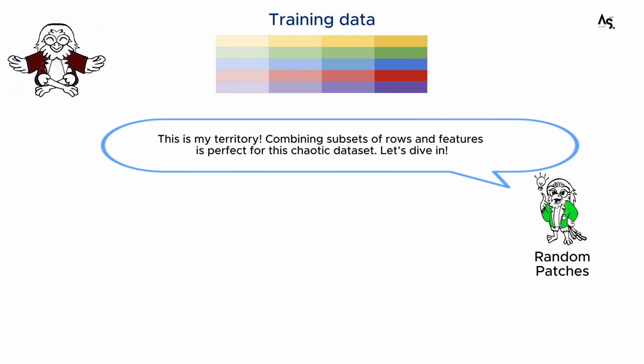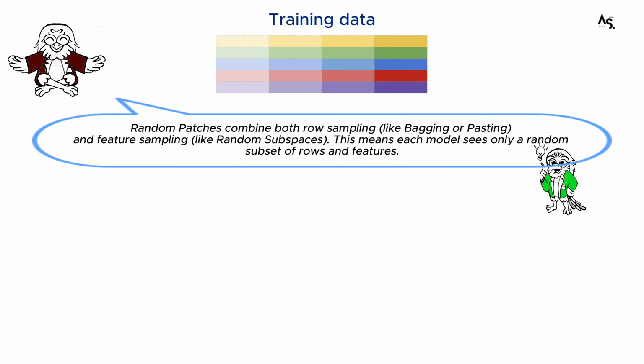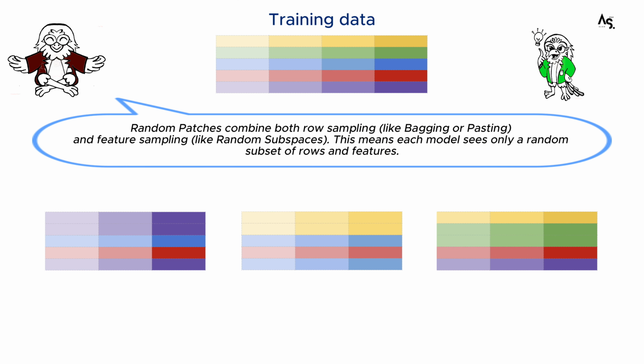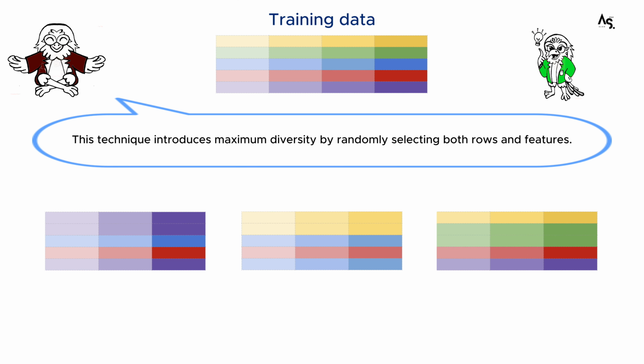This is my territory. Combining subsets of rows and features is perfect for this chaotic dataset. Let's dive in. Random patches combine both row sampling like bagging or pasting and feature sampling like random subspaces. This means each model sees only a random subset of rows and features. This technique introduces maximum diversity by randomly selecting both rows and features.